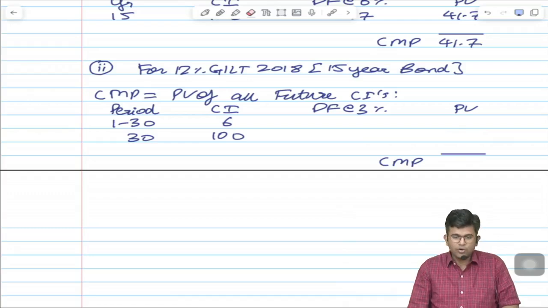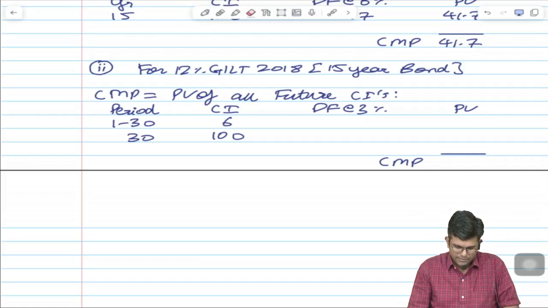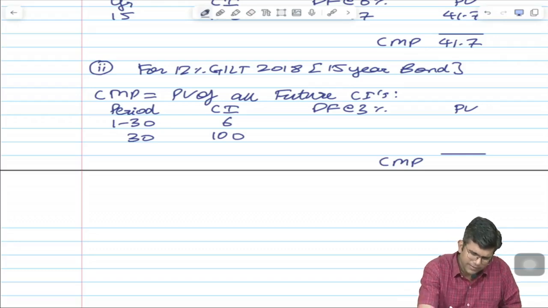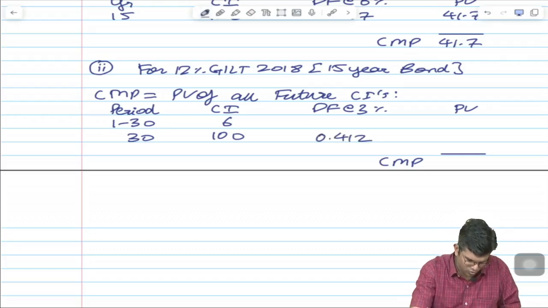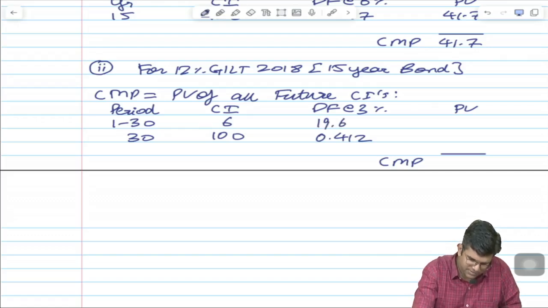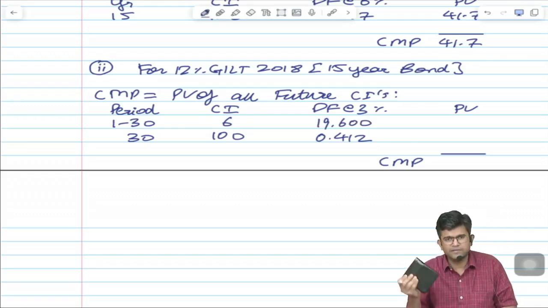All the best. But don't forget to first write the discounting factor of the 30th period. Otherwise the whole 30 you have to do again before you press GT. So 1 divided by 1.03, 30 times. 0.412. And the annuity factor is 19.600. Someone please confirm this.